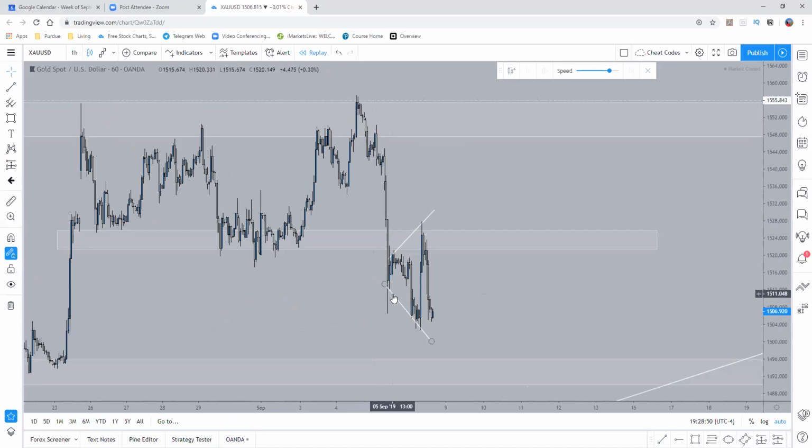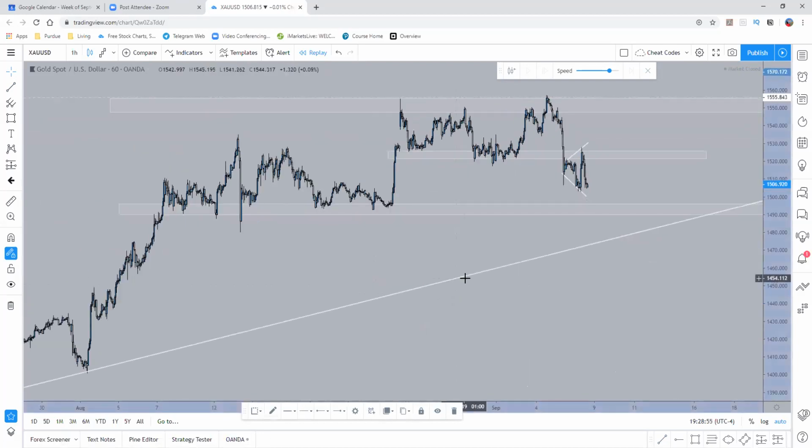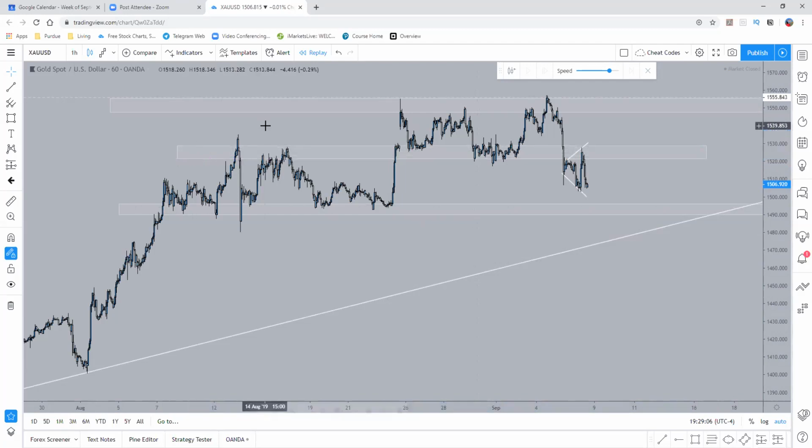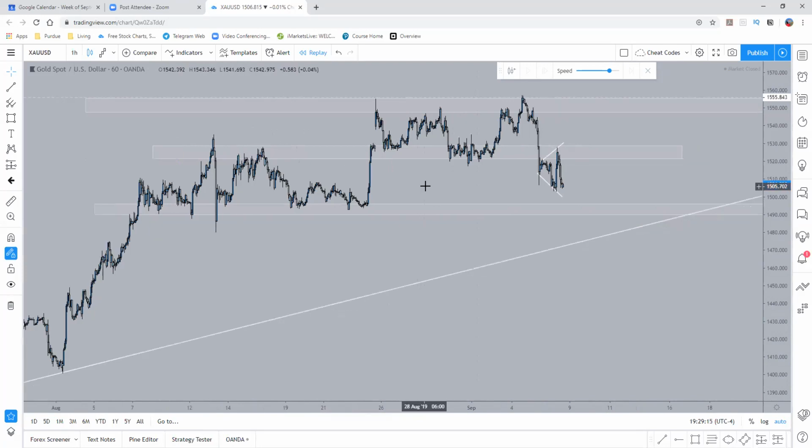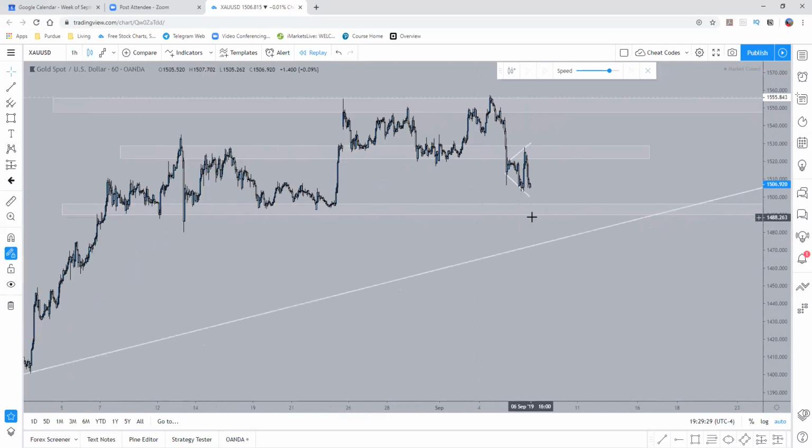I still need to see to the left. Trying to see what I see. It looks like it could reverse. It's gonna reverse off that little support area. Yeah, it's gonna reverse off that. It's gonna go down a little bit more, I think. And then it's gonna reverse up, and then I think it's gonna go down.